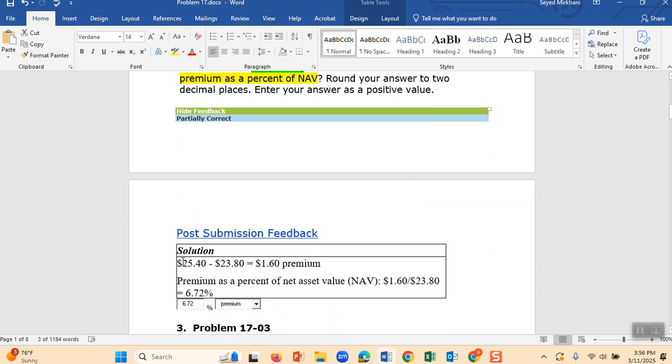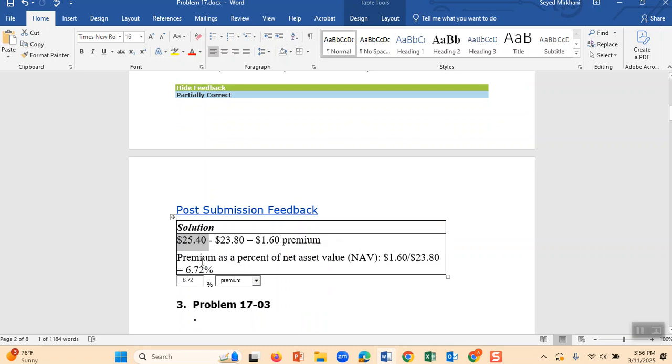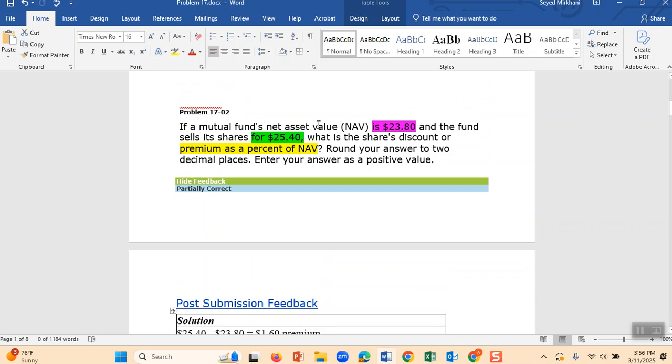Therefore, we come here. Do you see that? We subtract 25.40 minus 23.80. It is a dollar 60. And then for the premium as a percentage, we divide 1.60 by 23.80. And it says that as a percentage of NAV, net asset value, it is 6.72%, and it is a premium. It's not a discount. If I am not a good manager, guess what? The book value of your share is 23.80, but if you want to sell it, the people are not going to pay you a premium.